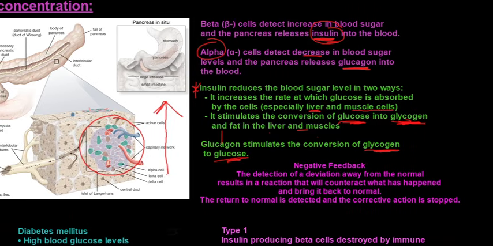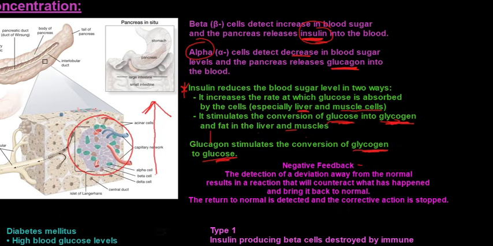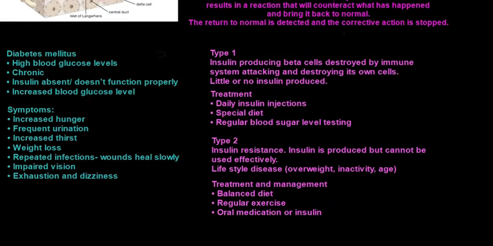And this process is known as negative feedback. So there's a detection of a deviation away from the normal result, and this results in a reaction that will counteract what has happened and bring it back to normal. The return to normal is detected and the corrective action is stopped. So in this case, the corrective action is insulin or glucagon going into your blood system.